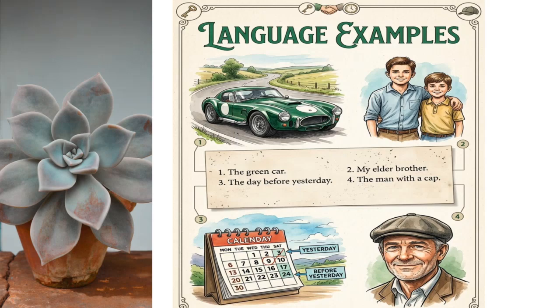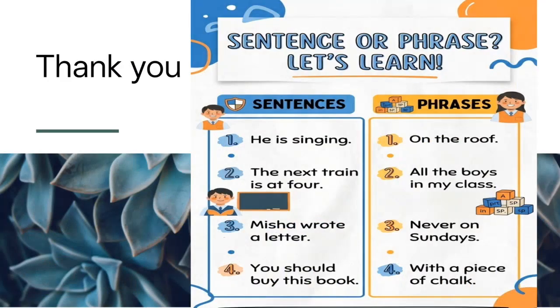So, let's quickly look at the difference between a sentence and a phrase in English. To understand this easily, let's look at three simple rules. One is meaning, complete versus incomplete. See, first sentence: He is singing. It conveys a complete sense. But the phrase on the roof is not complete.